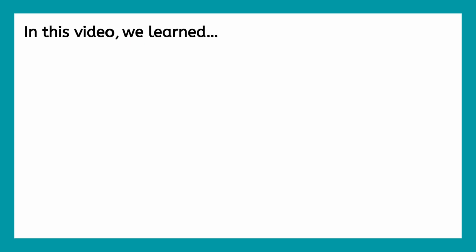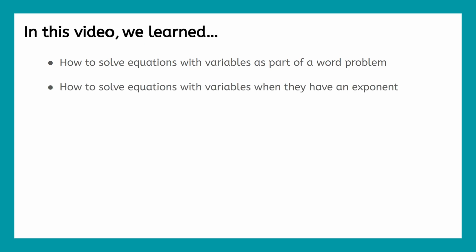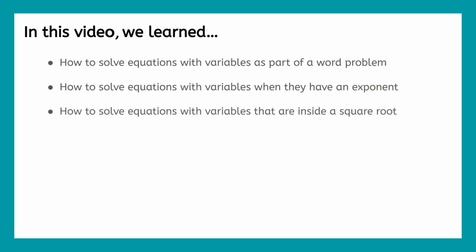In this video, we've learned the following: how to solve equations with variables as part of a word problem, how to solve equations with variables when they have an exponent. Remember, this is the one where we get 2 answers in some cases. And lastly, how to solve equations with variables that are inside a square root. The key trick here is always to square the thing inside the square root to get rid of it.